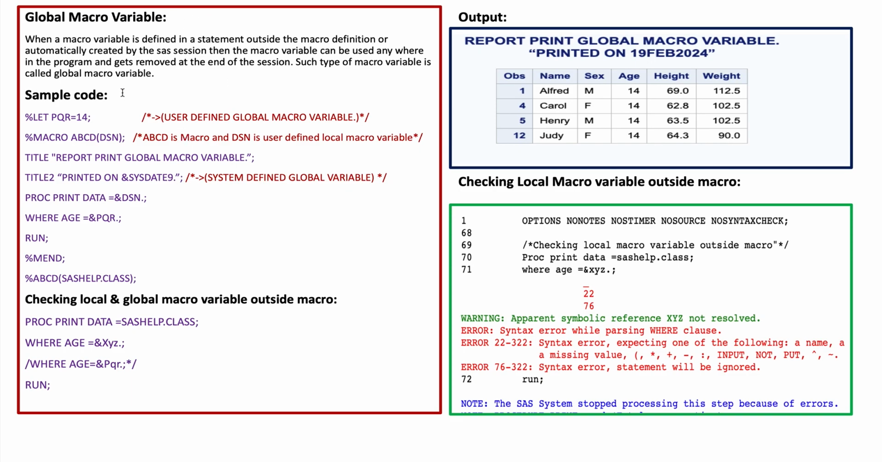Sample code is given here. %let PQR equals 14. Here PQR is a user defined global macro variable where its value is 14. We are going to use global macro variable PQR inside the macro code. %macro ABCD. Title is "report print global macro variable". That means we are going to print another report.